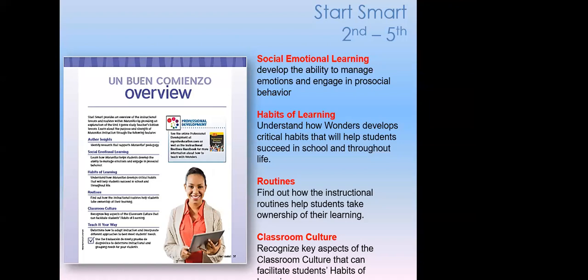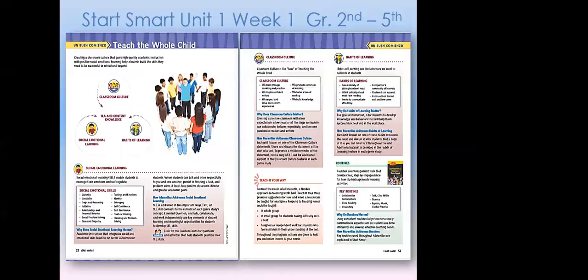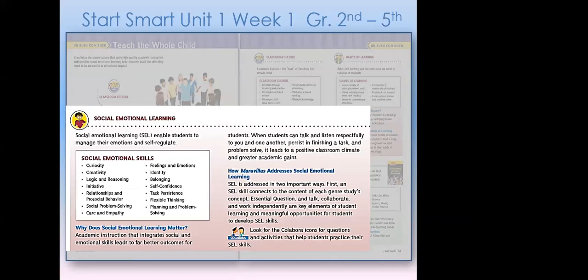So during this first week of Start Smart, we're going to get familiarized with all of this. What does it look like in Maravillas? And how are we going to become familiar with those and get the students familiar with the fact that these are going to be recurring features throughout the instruction? So here is the spread of un buen comienzo that you're going to find in your teacher editions. Remember, un buen comienzo is what you're going to do during unit one, week one. So this spread is going to showcase for you those social emotional skills in second through fifth grade. How are those, why is it important, and how in Maravillas are those social emotional skills developed?